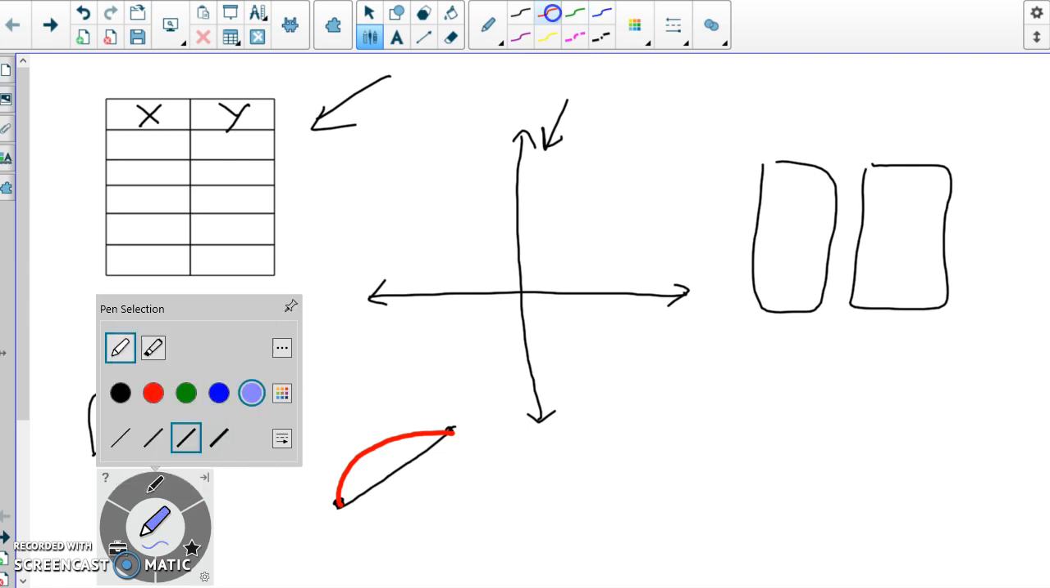Look at all these beautiful colors. Let's pick that one. Okay, so moving ahead here.